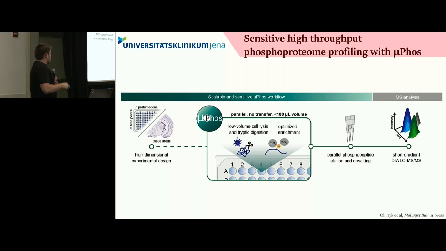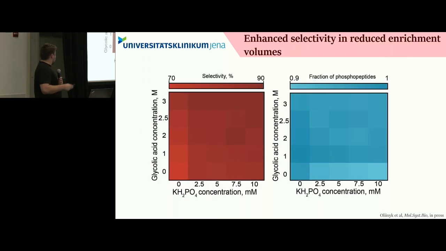But decreasing the operational volumes comes at a cost. In this case, the cost is the quite significant increase of unspecific binding of the peptides, because as you can imagine, the more you increase the concentration of the peptides in the limited volumes, the more unphosphorylated peptides will bind. And to overcome this issue, we performed a quite thorough screening of potential selectivity agents.